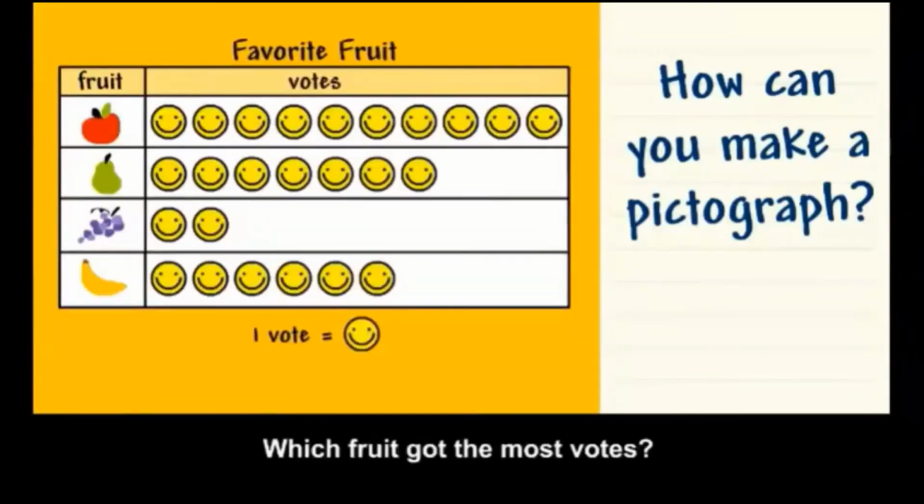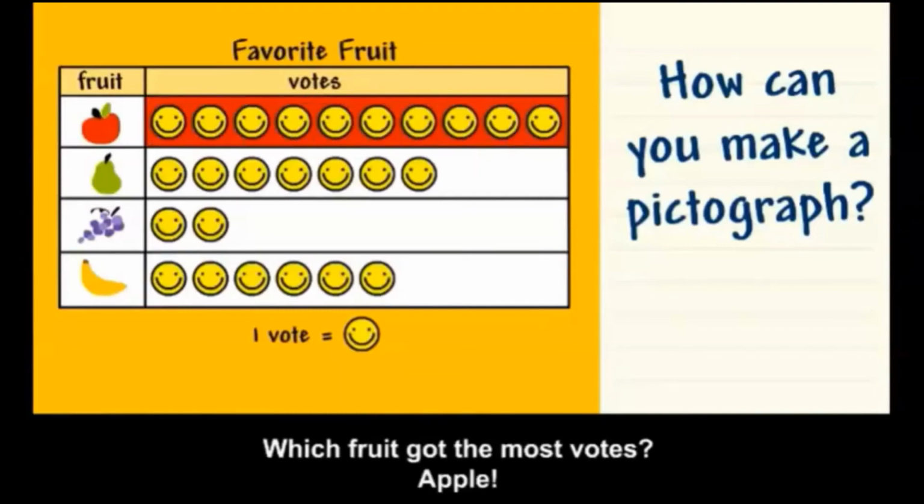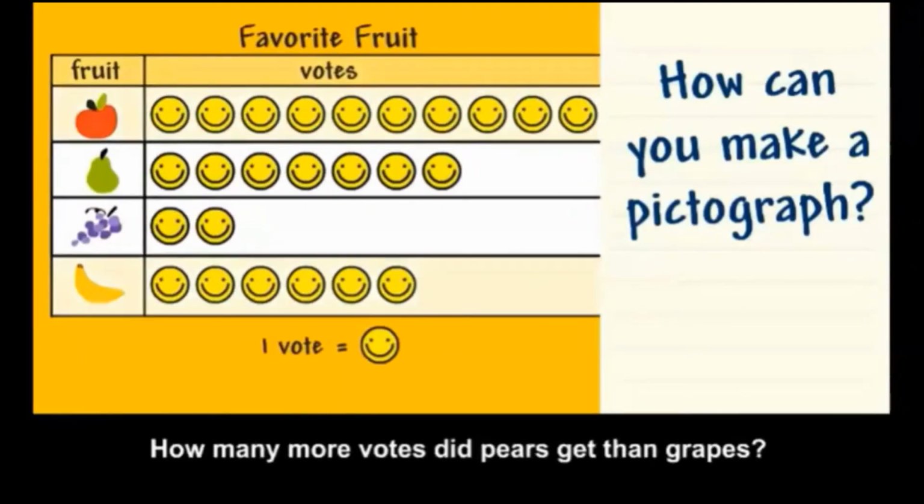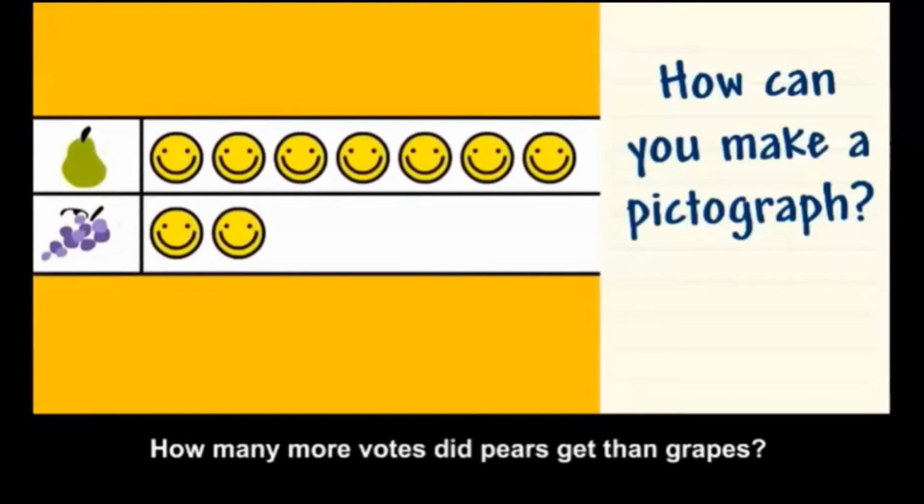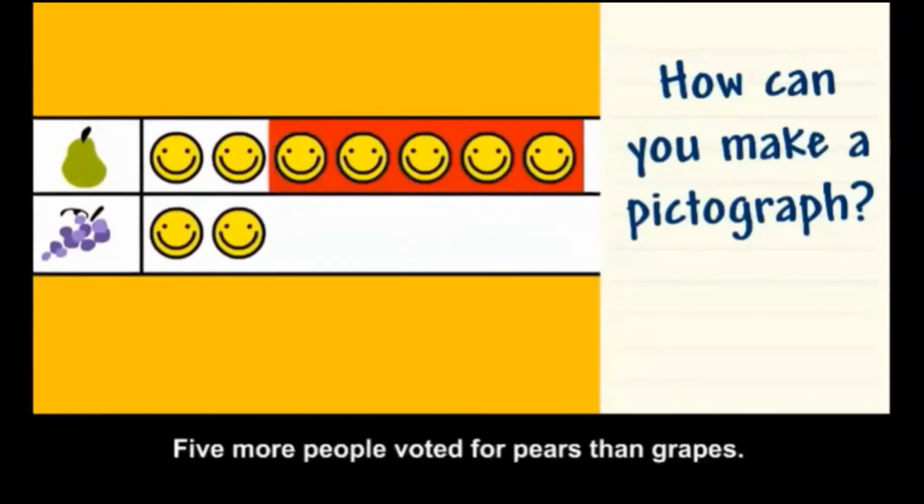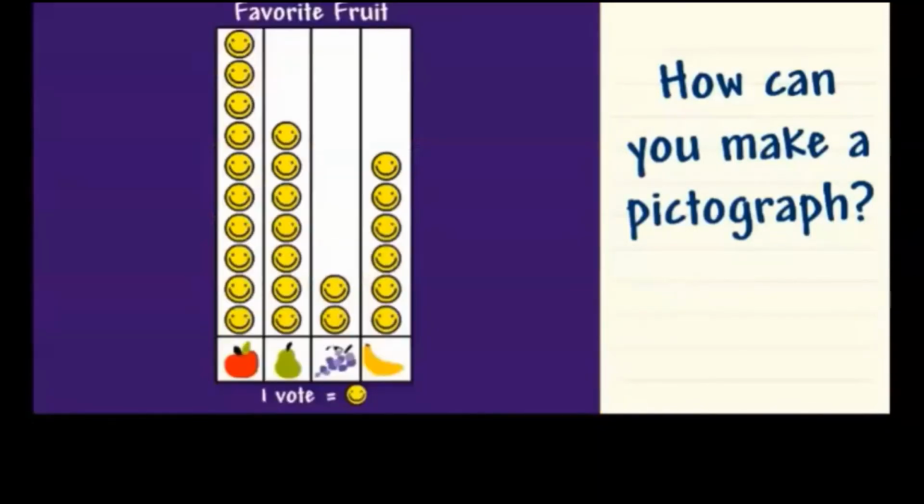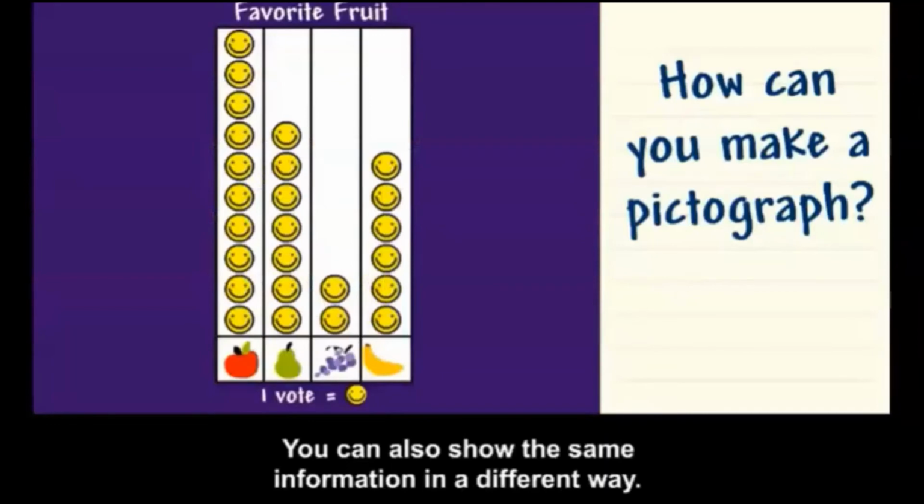Which fruit got the most votes? Apple. How many more votes did pears get than grapes? 5 more people voted for pears than grapes. You can also show the same information in a different way.